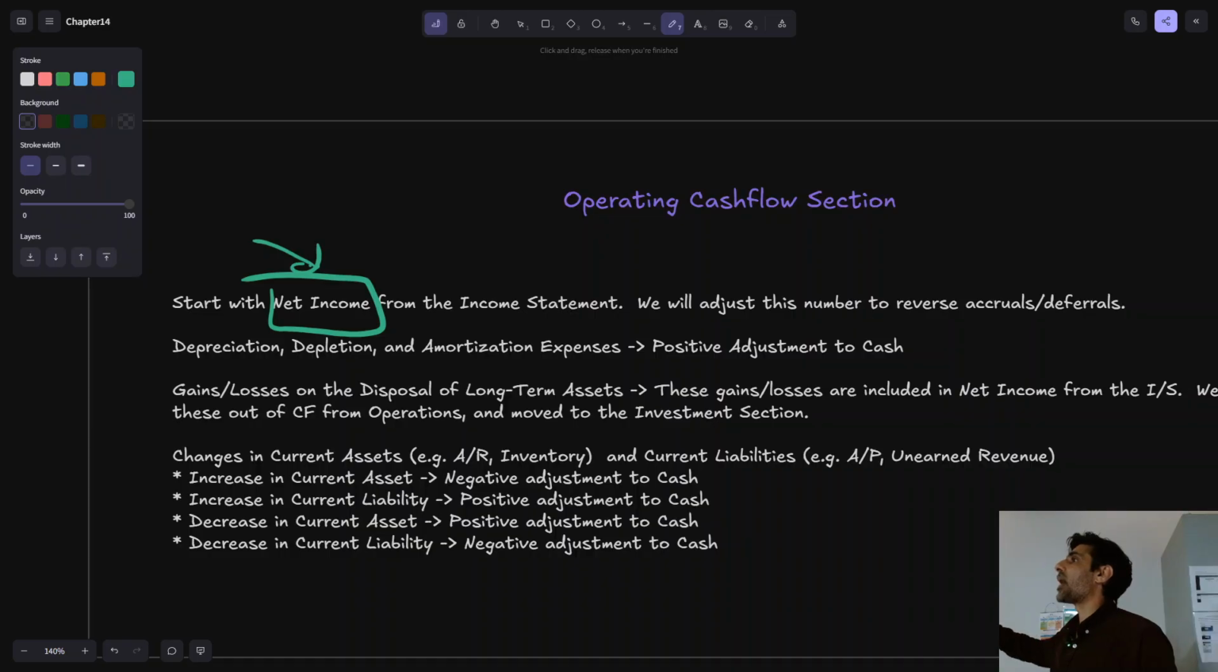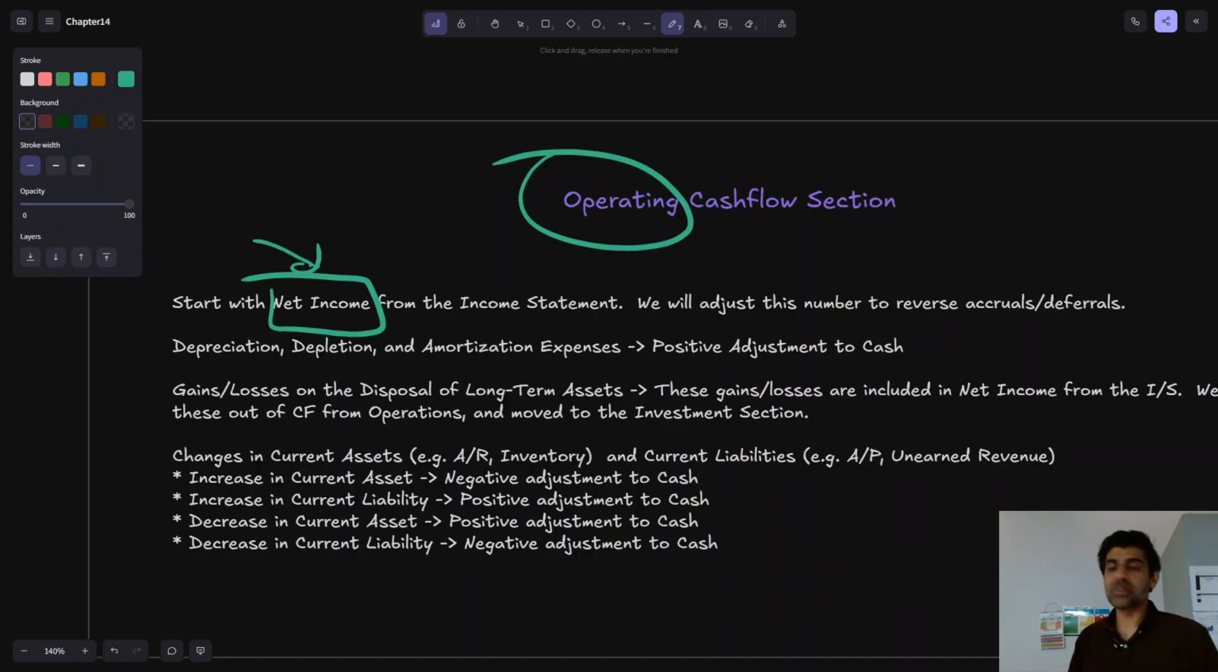And that's why it's called indirect, because you're starting with this accrual-based number, which is net income, and then you're adjusting it to get to the cash flow. And again, this is only for the operating section. Okay. For the investing and the financing, we will just directly look at how much cash was spent in investing and came in through the investing and vice versa. But this indirect method is just for the operating section.